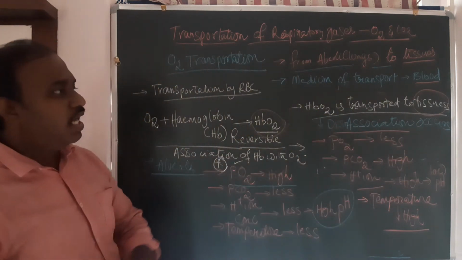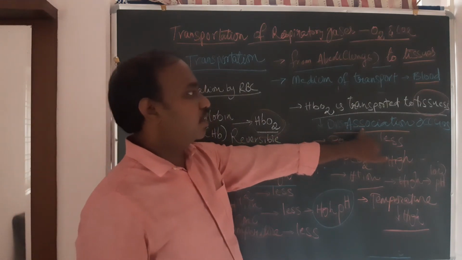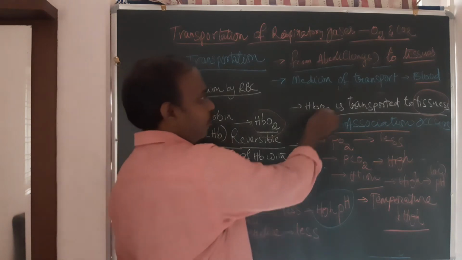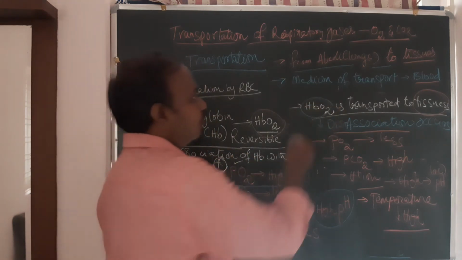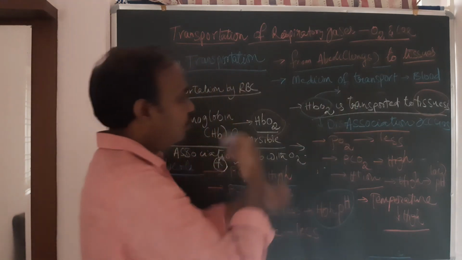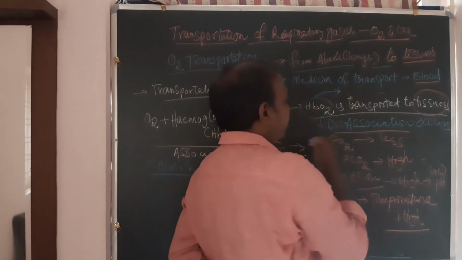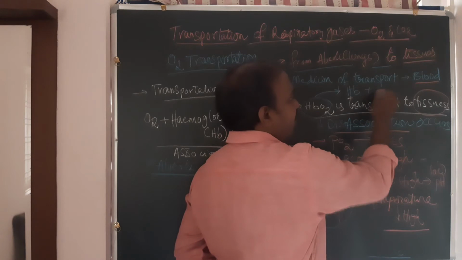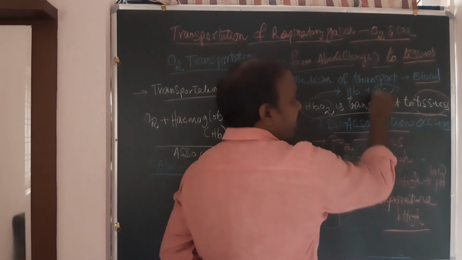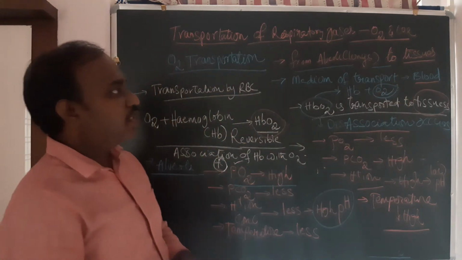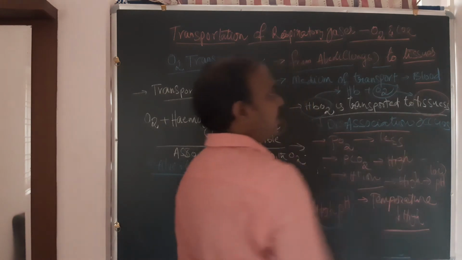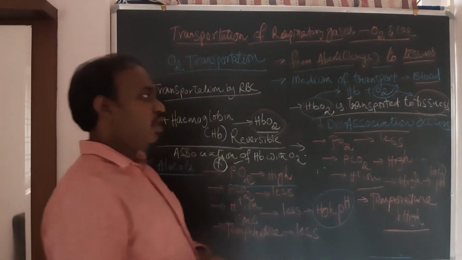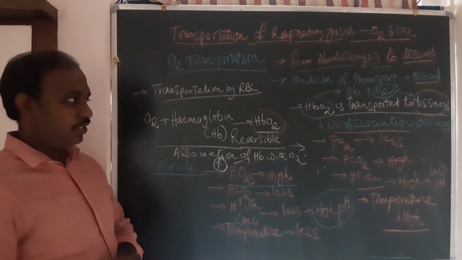What is the benefit? As a result of dissociation, all the oxygen that has been brought in by the hemoglobin is now dissociated into hemoglobin plus oxygen. Now this oxygen is being transported to the tissues so that it can be utilized for cellular respiration.